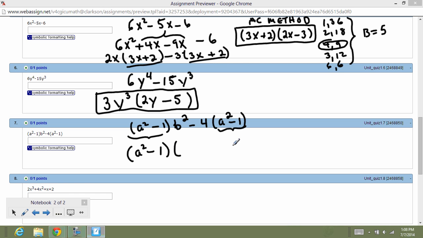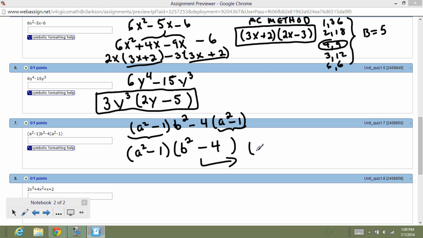And then what does that leave you with? When you look at this first pairing, the a squared minus 1 times the b squared, divide out the a squared minus 1, and that's going to be a b squared. And then a squared minus 1 divided out of the 4 times a squared minus 1 is going to leave you with a minus 4. And here again, we did see people leave the answer just like that. Of course, the mission was to factor completely.